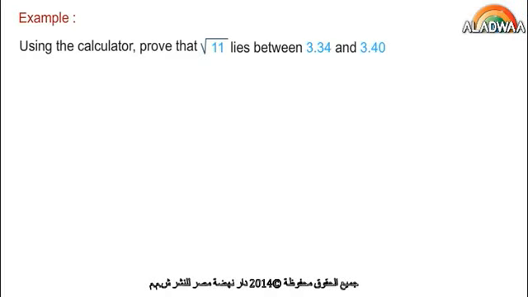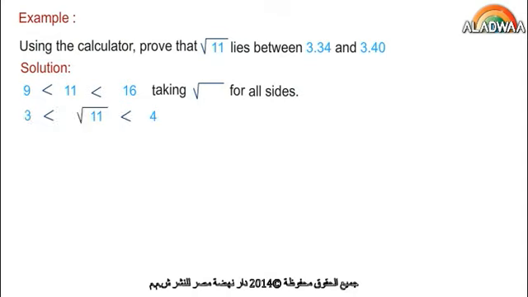Example: using the calculator, prove that the square root of 11 lies between 3.34 and 3.40. Solution: 11 is greater than 9 and less than 16. Taking the square root for all sides, then the square root of 11 will be greater than 3 and smaller than 4. The square root of 11 equals 3 plus decimal.